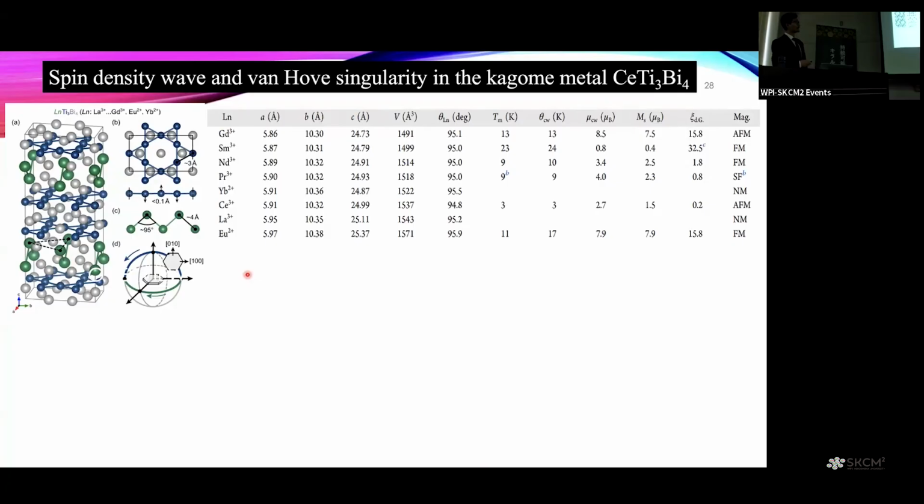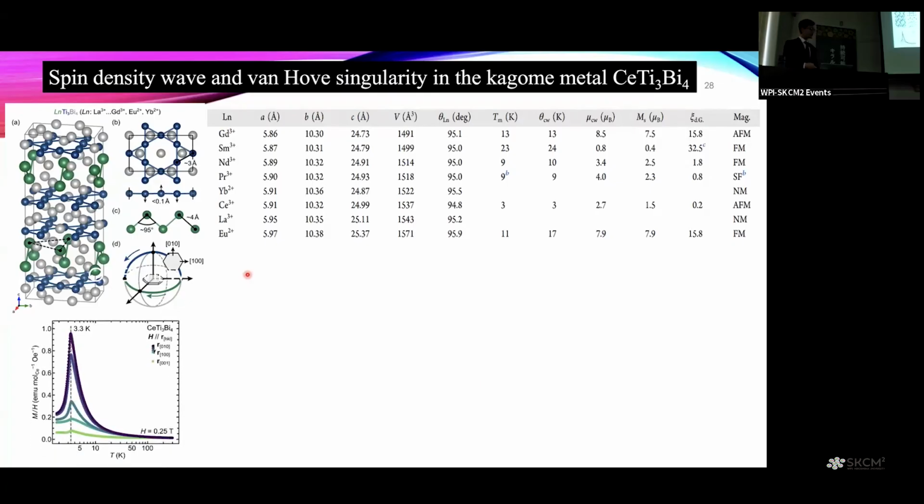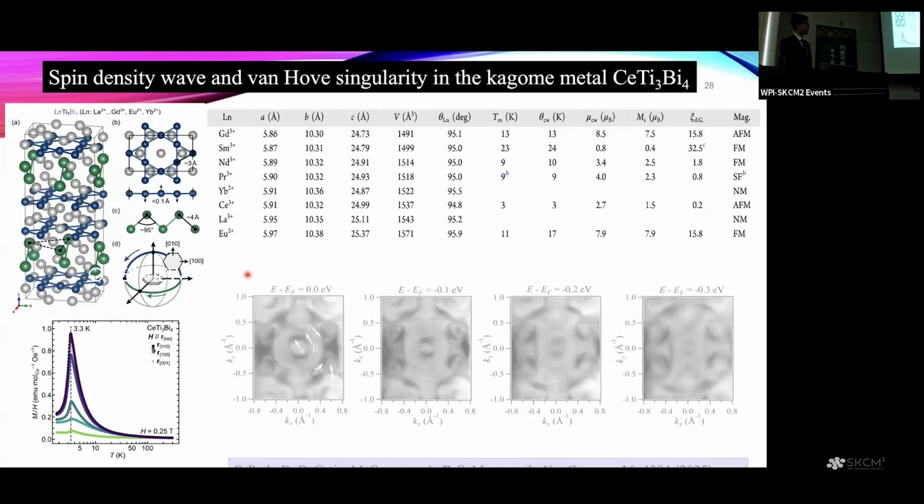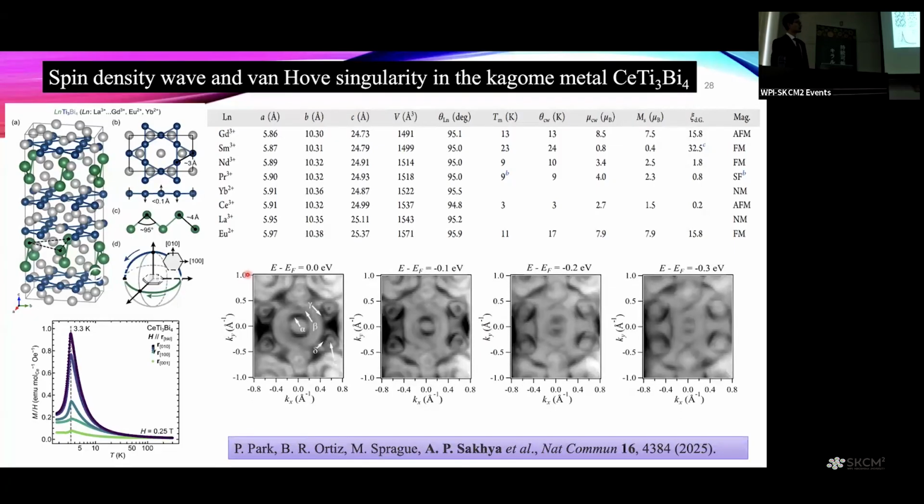Cerium has an antiferromagnetic transition at 3 Kelvin, and our collaborator who led this study did neutron diffraction measurements on this material, and they found there is a spin density wave, both commensurate and incommensurate, existing in the system. They obtained this from neutron diffraction. So our job was to perform ARPES experiments and see whether our ARPES measurements also verify the results or not. So this is the ARPES measurement for cerium titanium bismuth.